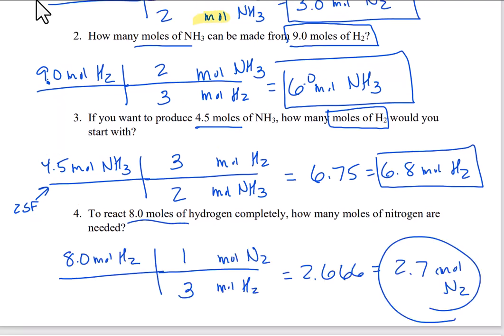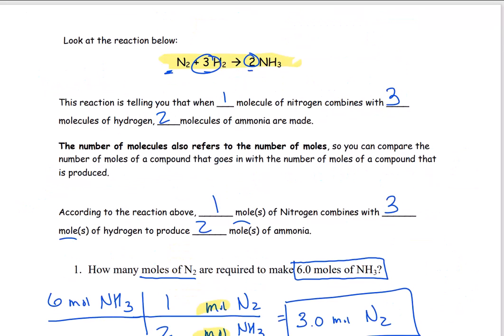So we started with 8 moles of hydrogen, and we're trying to find moles of nitrogen. According to our ratio up above, there's 3 hydrogens for every 1 nitrogen. So dividing, we get 2.666, which rounds to 2.7 moles of nitrogen. Before you can solve any of the problems, if your equation is not balanced, you're going to need to balance the equation before you can solve, because this ratio comes from the balanced equation. So step 1 is always balance your equation if it's not already balanced, and then you can start solving.